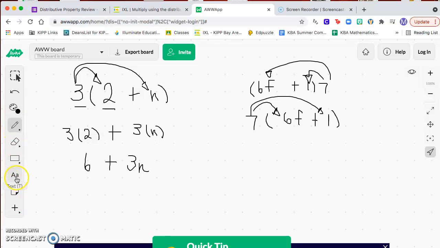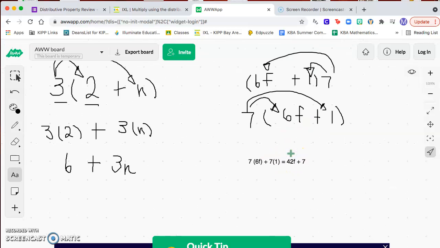So I could even type this actually. But what you have would be 7 parentheses 6f plus 7 times 1, which gives you 42f plus 7, because 7 times 6 is 42. So again, it's so important that all you remember mostly is that the multiplication is associated with the distributive property. All you're really doing is just multiplying, and that's it.